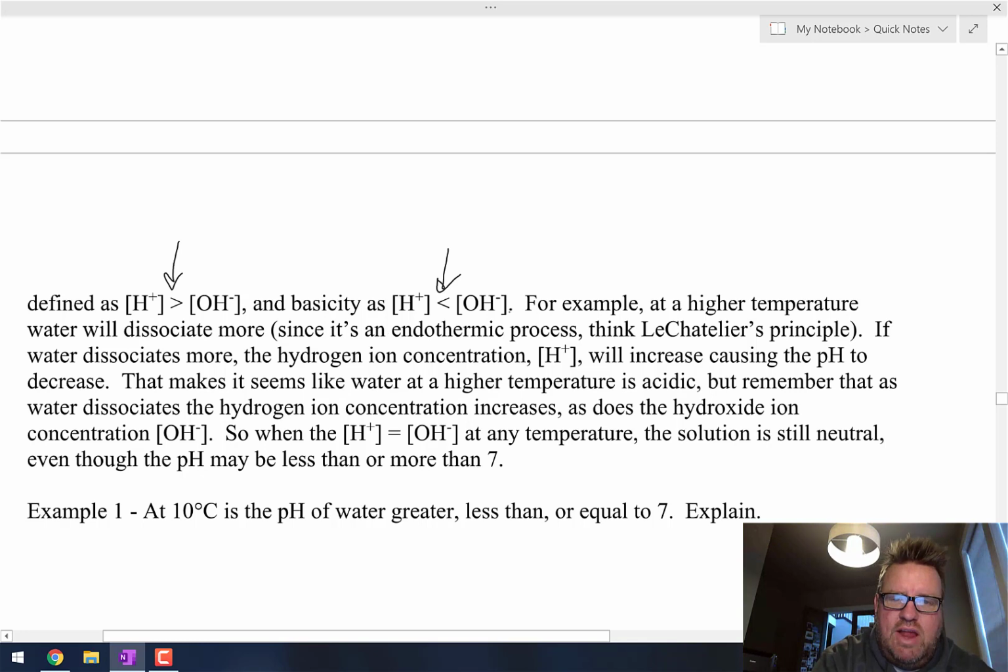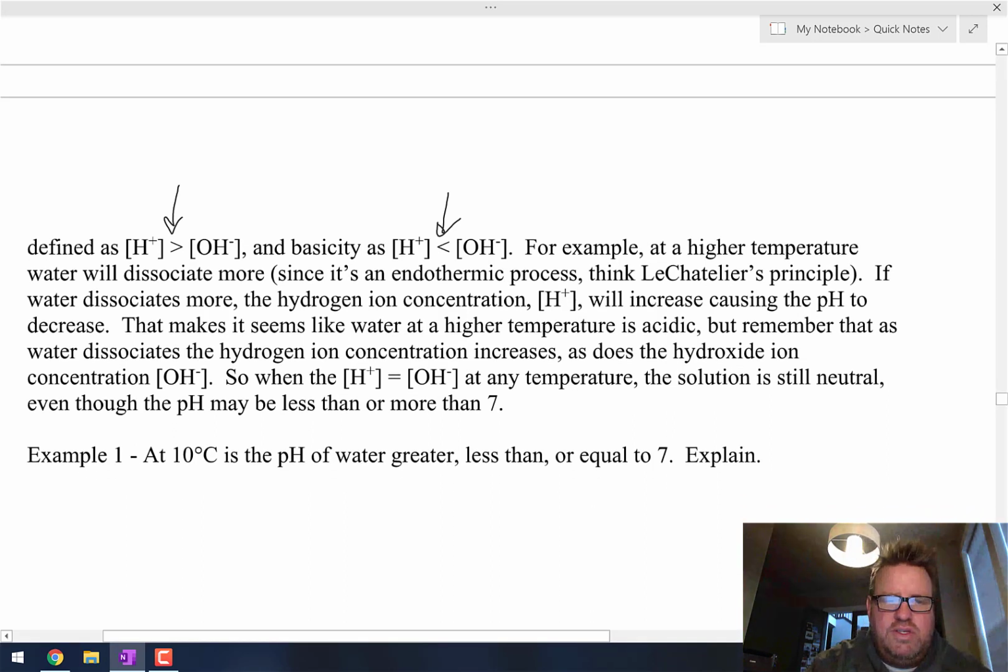Since it's an endothermic process, think Le Chatelier's principle. If water dissociates more, the hydrogen ion concentration will increase, causing the pH to decrease. This makes it seem like water at a higher temperature is acidic, but remember that as water dissociates, the hydrogen ion concentration increases, and so does the hydroxide ion concentration. So again, it's still a neutral solution.